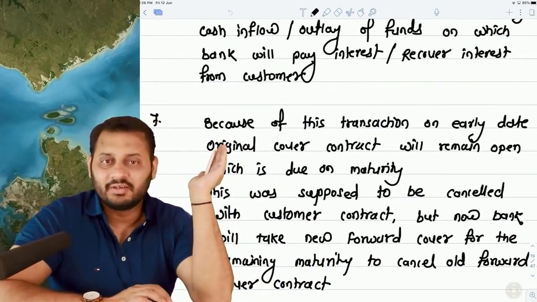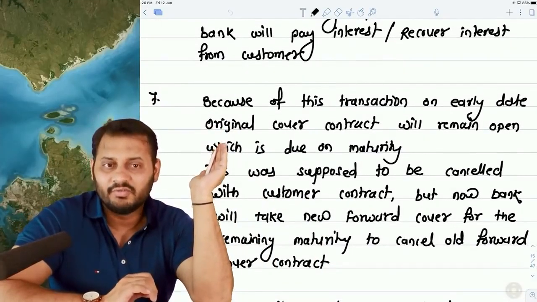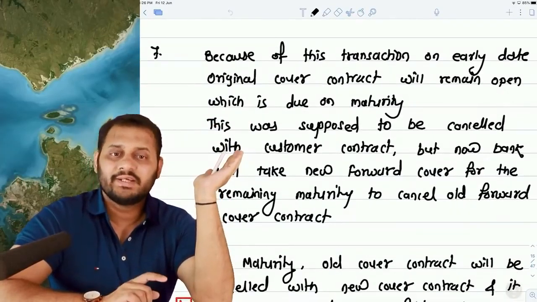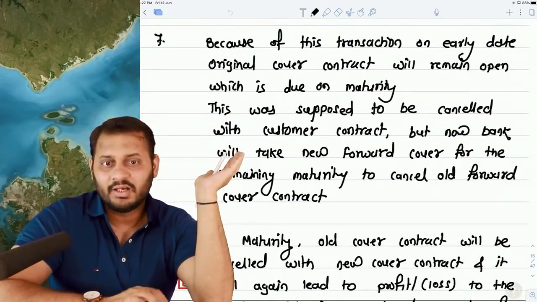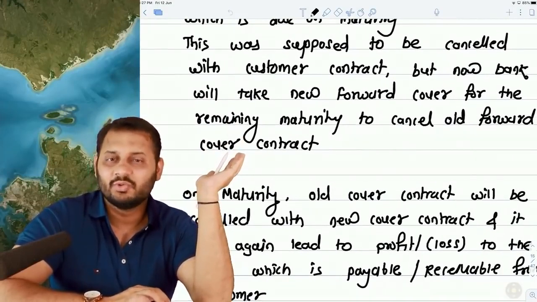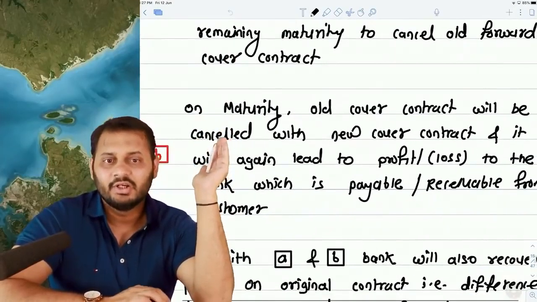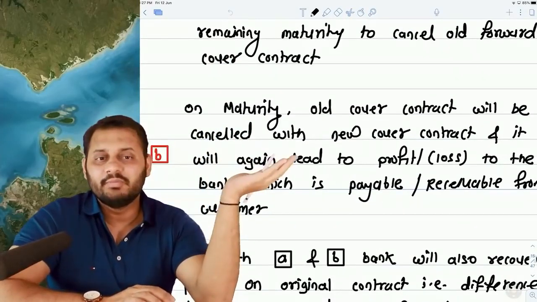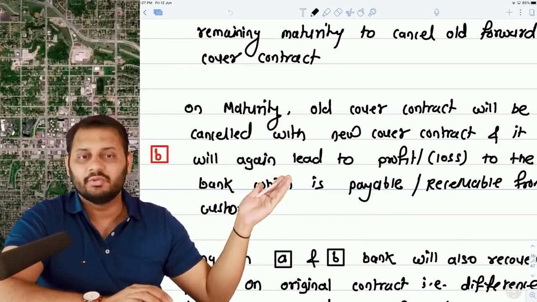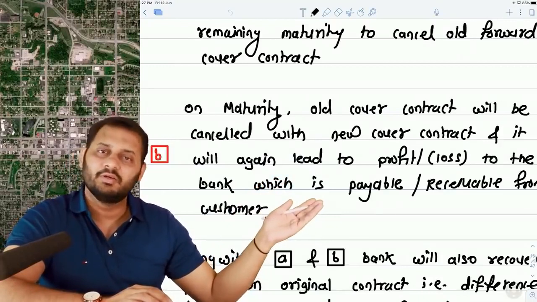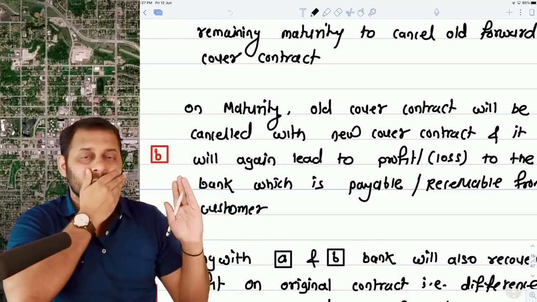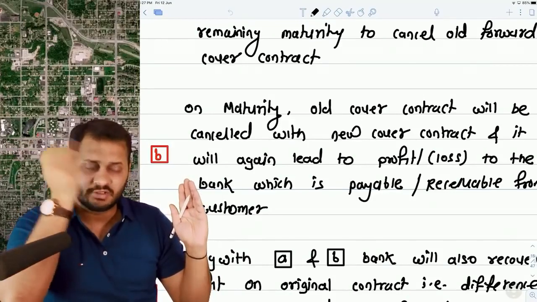Because of the transaction on an early date, the original cover contract will remain open, which is due on maturity. This was supposed to be cancelled with the customer contract, but now the bank will take a new forward cover for the remaining maturity to cancel the old forward cover. I will explain this, just give me a minute. On maturity, this old contract will be cancelled with the new cover contract, and it will again lead to profit or loss to the bank, which will be payable or receivable by the bank. This is the second situation where the bank is dealing with the profit or loss, recoverable or payable.